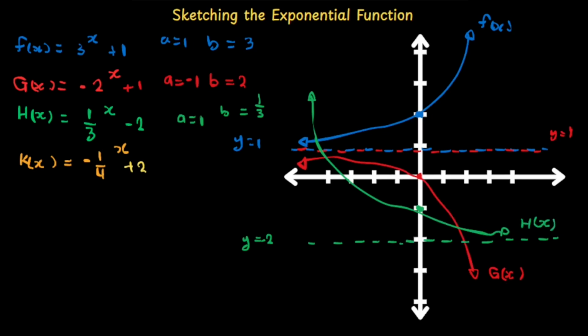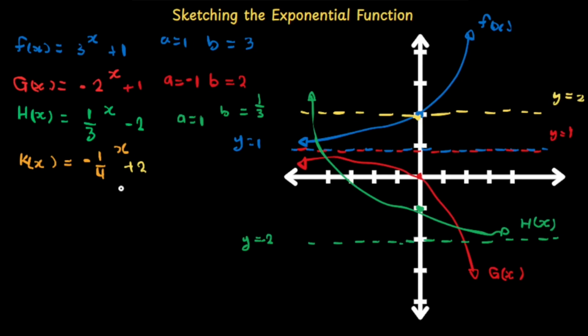We are now going to plot the function k of x, which has the equation k of x is equal to negative 1 over 4 to the power x plus 2. Now, in order to sketch this function, I would of course first need its horizontal asymptote, which is given by the equation y is equal to positive 2. So I'm going to look for where positive 2 is, and I'm going to estimate and draw in a horizontal asymptote, which, as you can see, is indicated by the yellow line on the screen. Now that I have my horizontal asymptote, I'm going to label it.